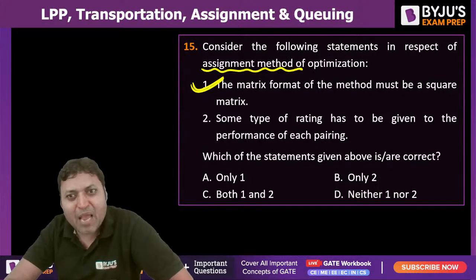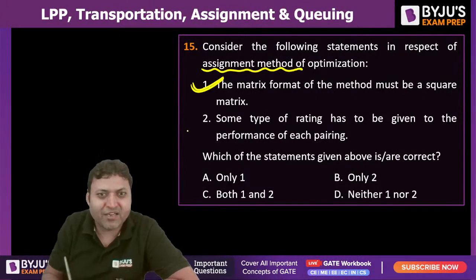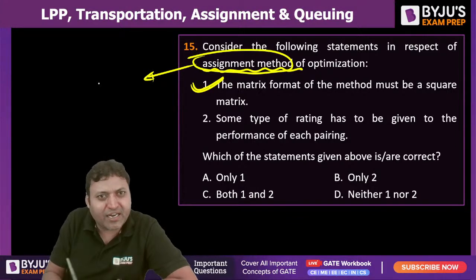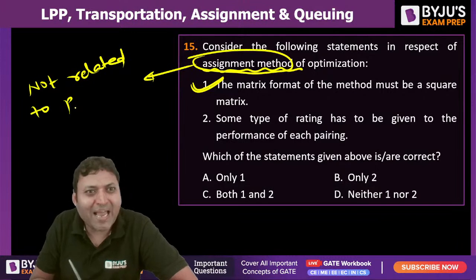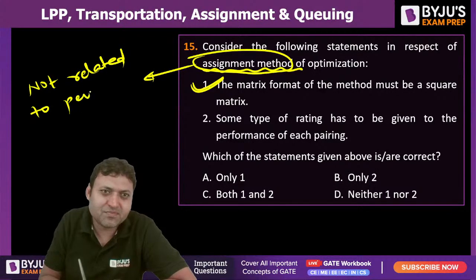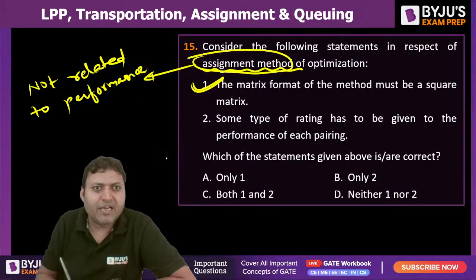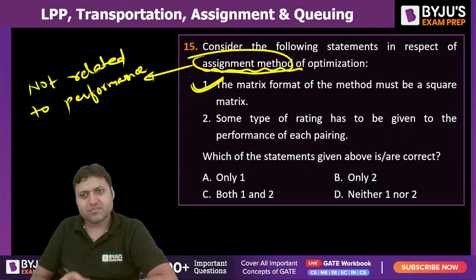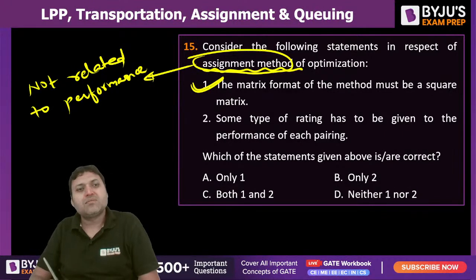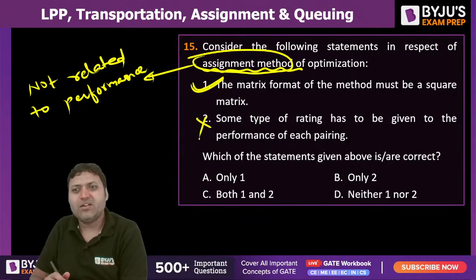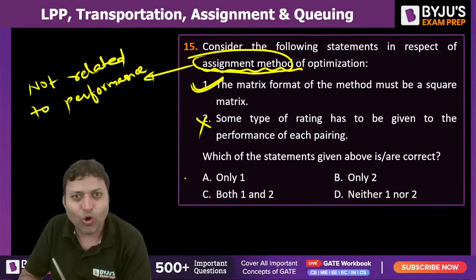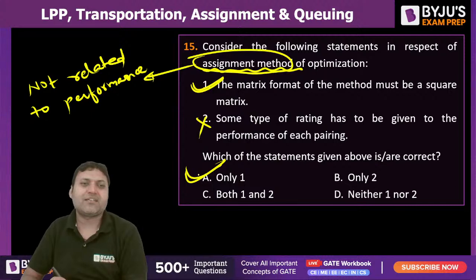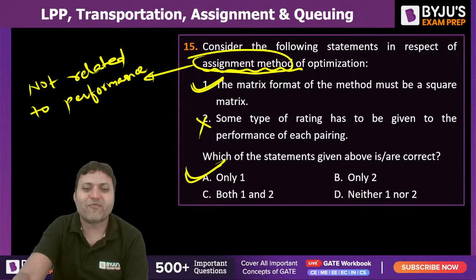Statement 2: some type of rating has to be given to the performance of each pairing. The assignment method is not related with the performance. It is related to the time taken by a machine to do a particular task. So there is no rating to be given for the pair. So the correct answer: only statement 1 is correct, option A. The assignment method is not related to the performance.